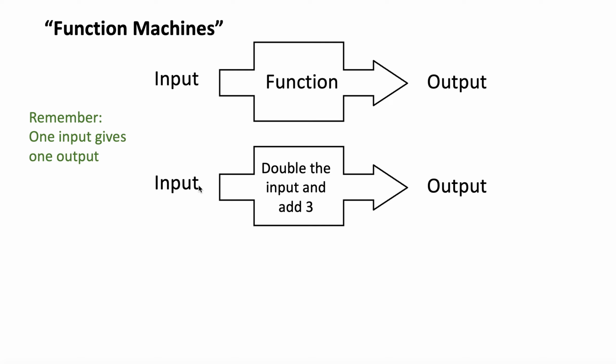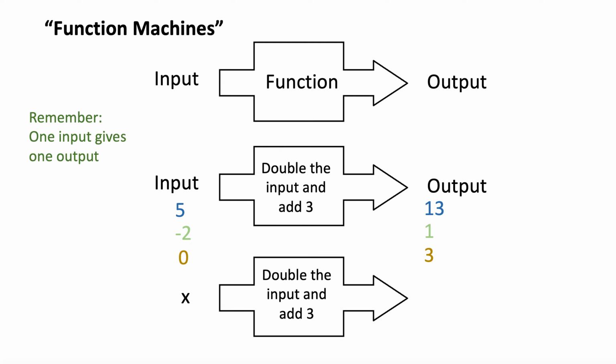So if the function were double the input and add 3, if the input was 5, the output would be 13. If the input was -2, the output would be 1. If the input was 0, the output would be 3. Or if the input was x, the output would be 2x plus 3.